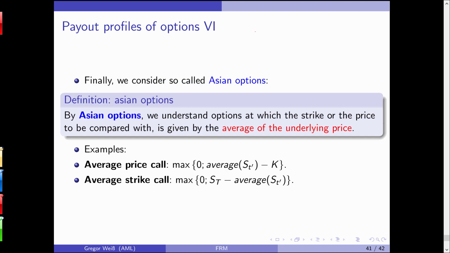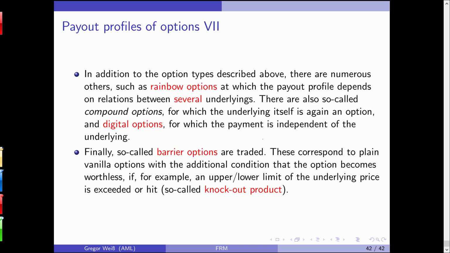Same with Asian options. An Asian option is an option at which the strike or the price is given by an average of the underlying price. So you take the average of ST dash. Again, we have a path-dependent option. And you can also now define numerous other types of options. For example, rainbow options. A rainbow option is an option at which the payout profile depends on the relation between several underlyings. For example, you're getting a payout, the difference between the Daimler and the BMW stock. That is a rainbow option because it has many different underlyings in it.